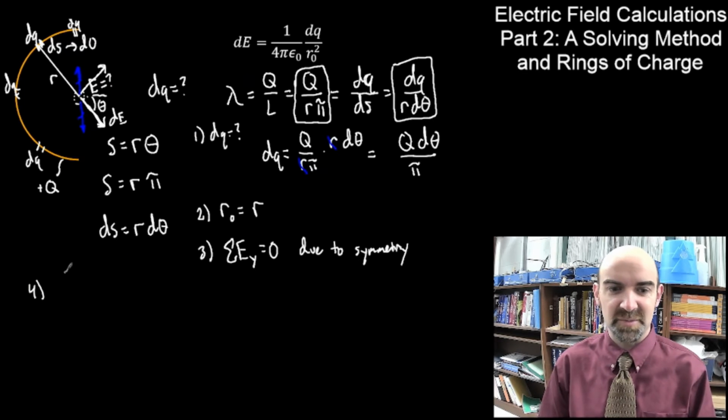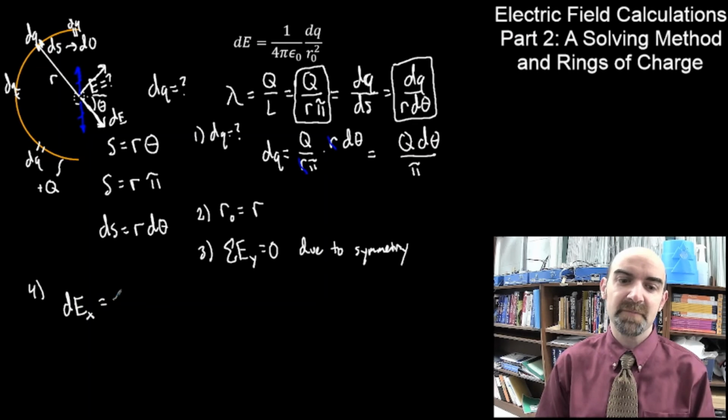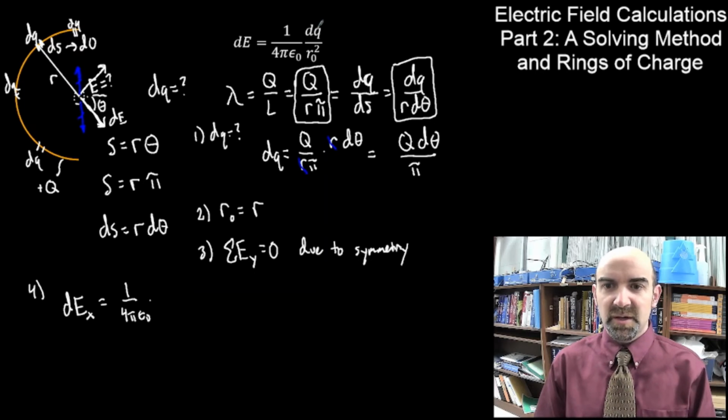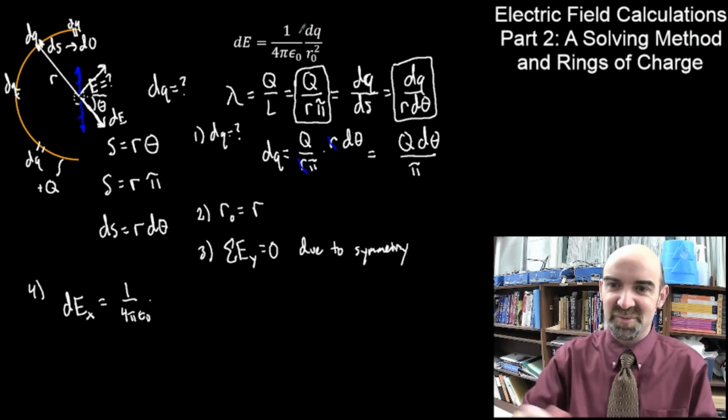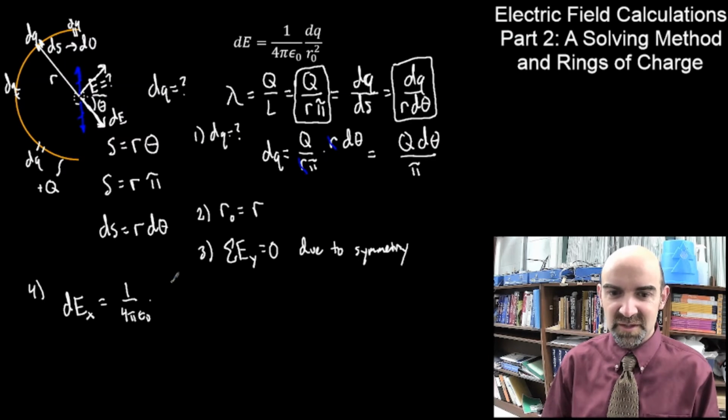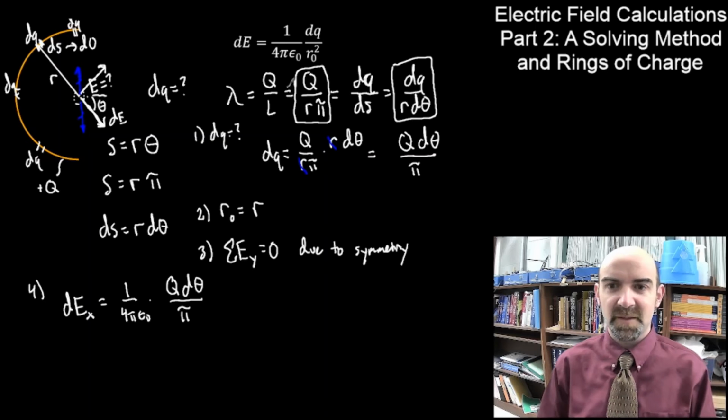We're going to set this thing up. Our little pieces of electric field in the x direction will be 1 over 4π epsilon naught, and then our piece of dq, substituted in. See how once you get to this step, it becomes pretty quick, because we've already got dq is the total charge q dθ divided by π. Now we divide by r naught squared, but r naught squared is just the radius squared, since all of that charge is at the same position, r.